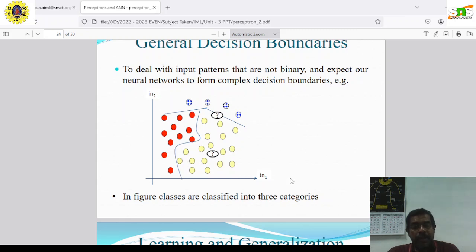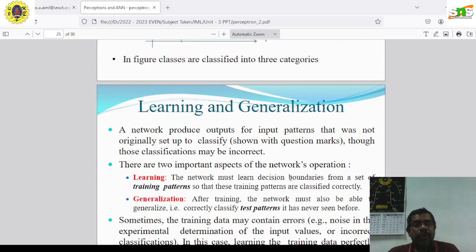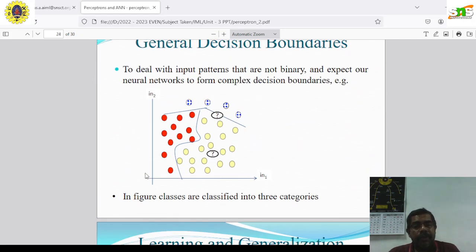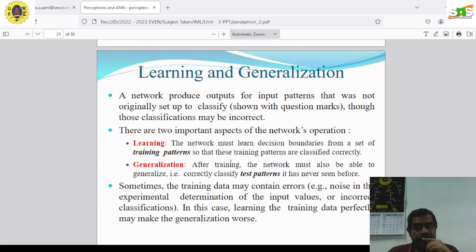So these classes are classified into three categories. And now we have to see learning and then generalization. Before that, here we have to see how these red particles have been classified, and how these light orange particles have been classified. In case we give one test data, the decision boundaries have to be set according to the test data.